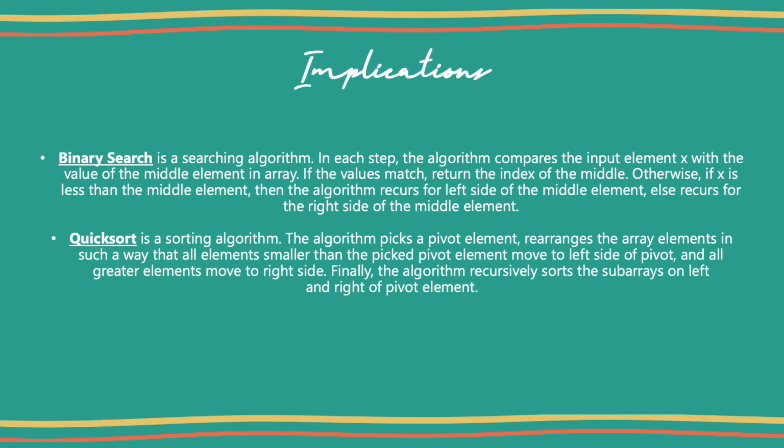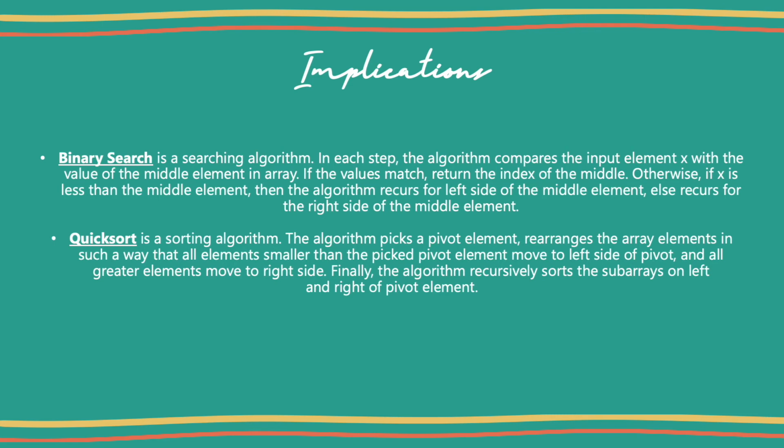Now talking about the applications of the divide and conquer strategy. First in the pipe is binary search. It is a searching algorithm. In each step the algorithm compares the input element, for example x, with the value of the middle element in the array. If the values match, it returns the index of the middle. Otherwise, if x is less than the middle element, the algorithm recurs on the left side of the middle element, else it recurs on the right side.